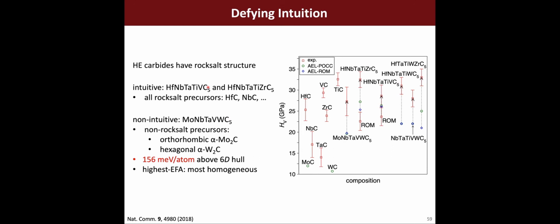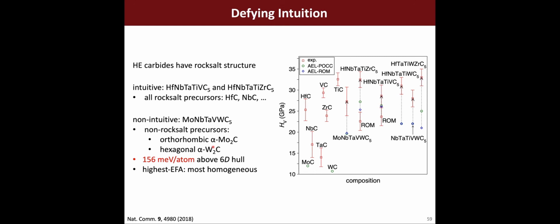However, the highest EFA material, this molybdenum-based high entropy alloy, has two non-rock salt precursors. Here we have the alpha phase for the molybdenum carbide. It's Mo2C, not MoC, it's Mo2C. And we have a tungsten carbide here, which is W2C. It also turns out that this material has a very high distance from the hull. Remember, I told you earlier that systems that are very far from the hull are going to be metastable, and if they're really, really far, they're not going to want to form. But the point here is that the system is really entropy-driven.